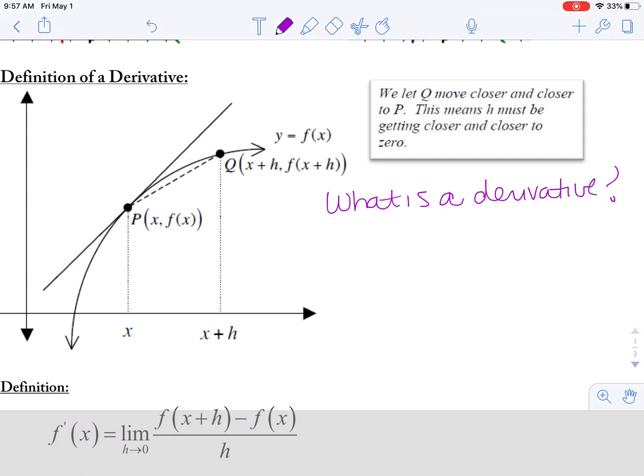So a derivative, if we think of slope, basically slope is the change in y over the change in x. Another way to say slope is the rate of change.